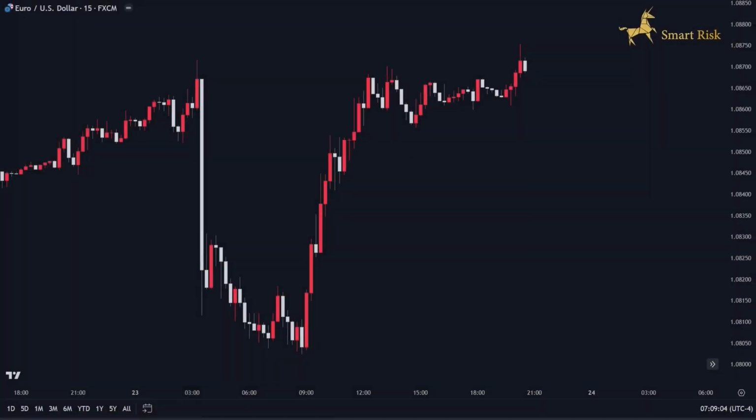Once more, we have the euro-dollar 15-minute time frame chart. If we take a closer look at the chart, we see that price has taken out the liquidity above this structure with a single red candle here, followed by an immediate push in price to the downside, with the price returning to the range below the previous high. Consequently, we've pinpointed a valid liquidity sweep pattern.